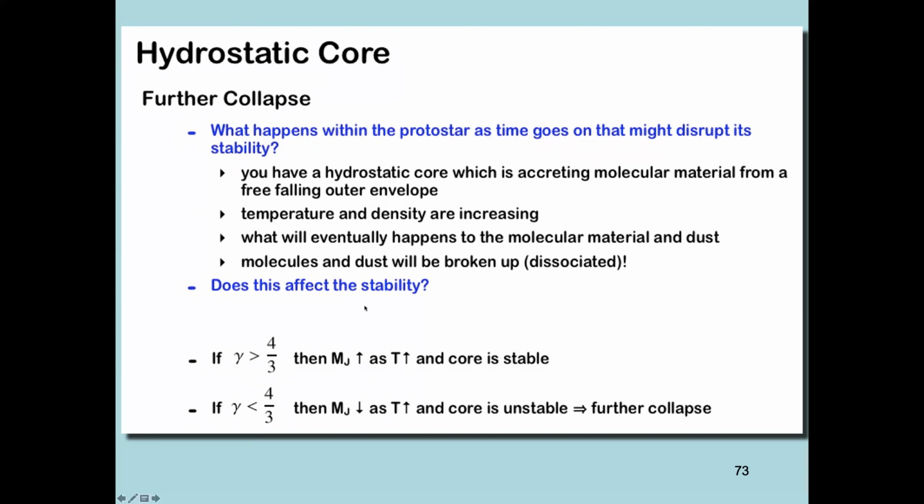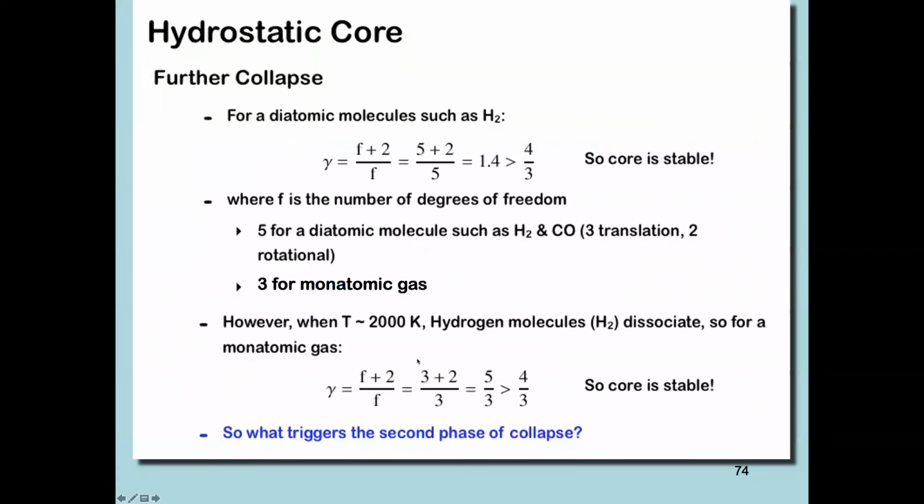Does this affect the stability? Because one can think, oh, going from molecular to atomic, maybe there is something going on. So we can look at this. That's why I introduced the polytropic index, because this is linked to the type of material that you have, whether it is molecular or atomic. So we just said before, if gamma is larger than 4/3, then the core is stable. If gamma is less than 4/3, the core is unstable.